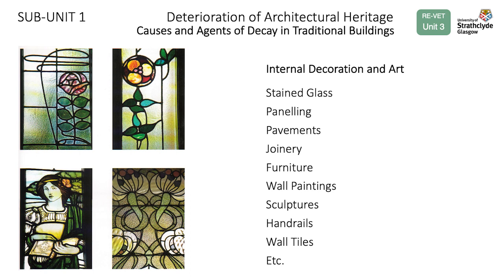Apart from the building fabric, traditional buildings include valuable internal decoration and artworks, such as paneling, handrails, stained glass, and wall paintings. They should be protected, and their study requires specialists to assess their significance and condition.